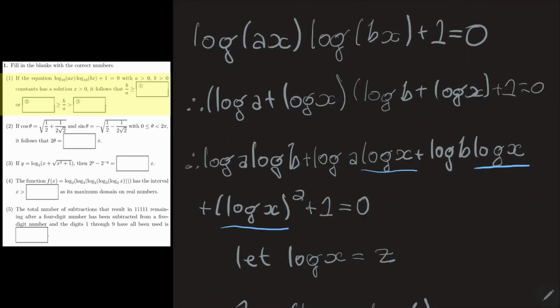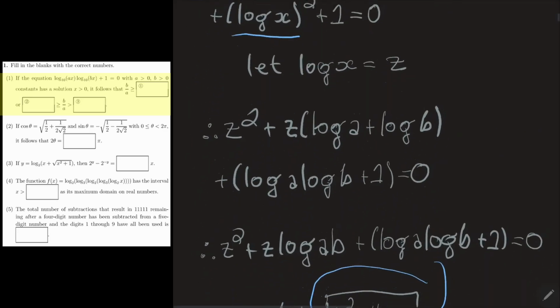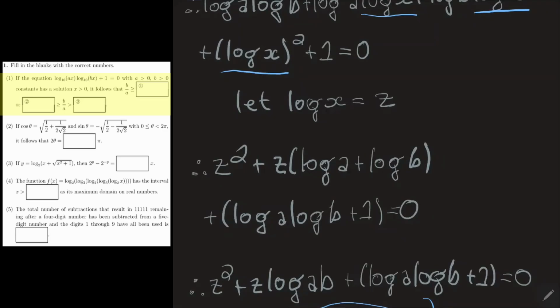And what you'll notice is that we actually end up with a quadratic in terms of log x, right? So in this first term, we don't have log x at all. In these two terms, we're multiplying by log x, and in this term we're multiplying by log x squared. So to make it a bit more obvious, I will let log x equal to z. And so what you will see here is that once we do that and we combine like terms, we have this quadratic right here. So we have z squared plus z times log ab plus log a times log b plus 1 is equal to 0.